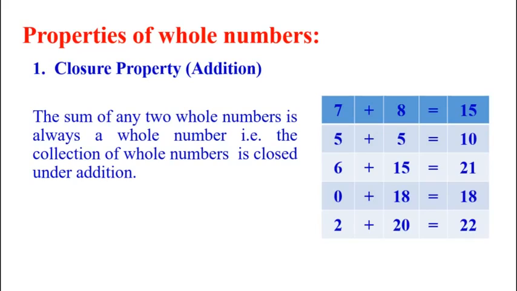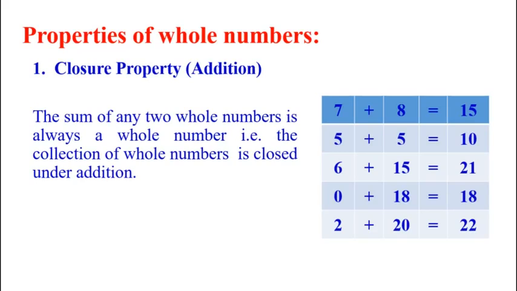So 7 plus 8: 7 is a whole number, 8 is a whole number. Their sum, 15, is also a whole number. 5 plus 5 is equal to 10. 5 is a whole number and their sum 10 is also a whole number. Then 6 plus 15: 6 is a whole number, 15 is a whole number. Their sum 21 is also a whole number.